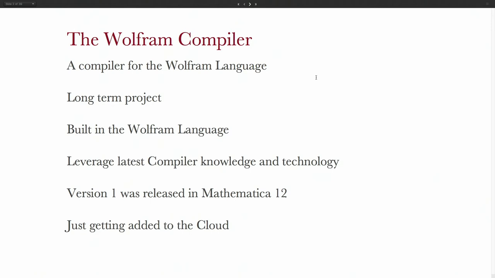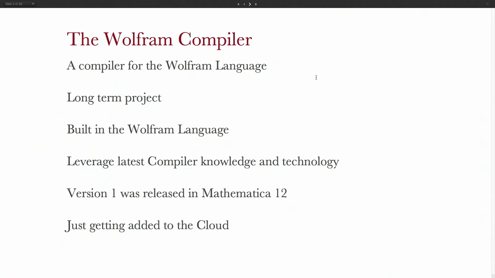One of the goals is to leverage the latest knowledge, mathematical and scientific knowledge about compiler technology, and also use the latest technology that's available as much as possible. Version 1 of the compiler was released in Mathematica 12, and at the moment we're just finalizing testing to add the compiler to the cloud.